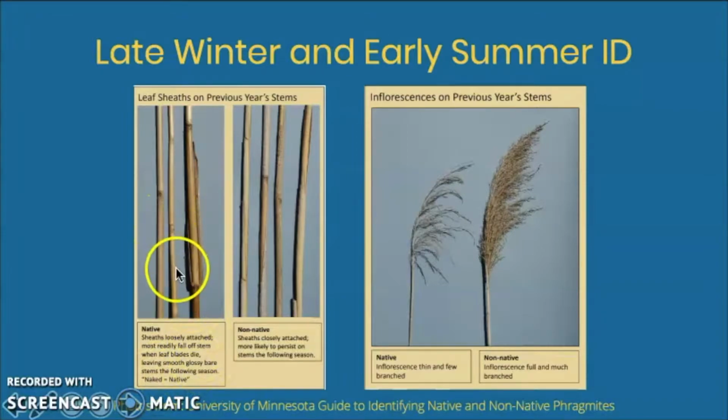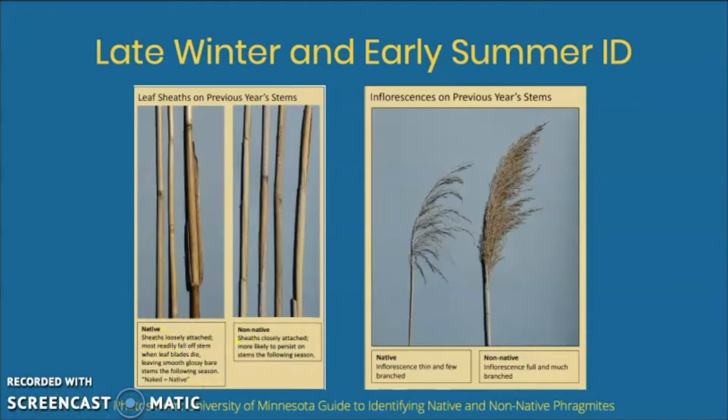So if the stem of a stalk from the previous year's growth, so not new growth, is naked, so it has no leaf sheath, or it has a leaf sheath but it's very loosely attached, that's a good indicator that you're looking at native Phragmites. In non-native Phragmites, however, the leaf sheaths tend to be closely attached, which you can see in these pictures here. So this is the stem, this is the sheath, very closely attached. And they're more likely to remain on the stem after the leaf falls off. So they're less likely to be naked, as is the case with the native Phragmites.